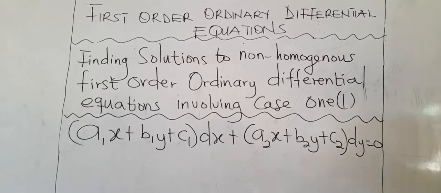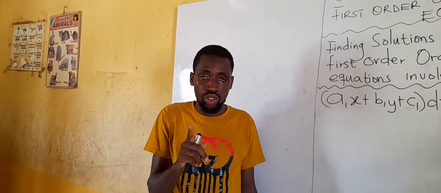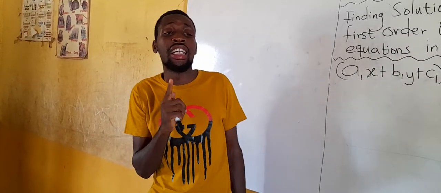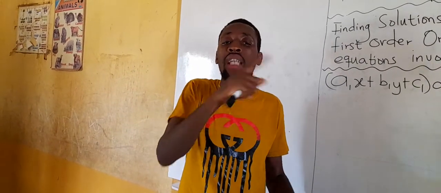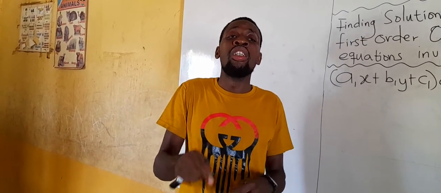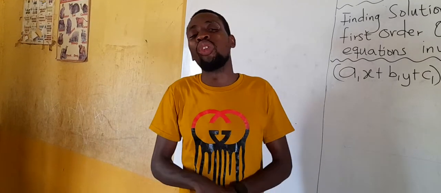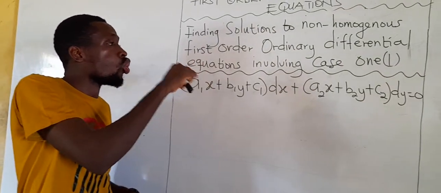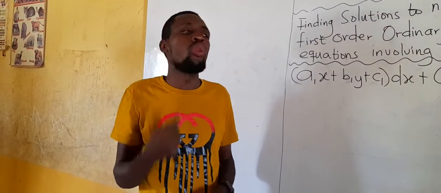So after we are able to determine that a first order ordinary differential equation is non-homogeneous, and we are also able to determine that it is case 1, the next thing is that we need to make it homogeneous. When we make it homogeneous, then we'll make it separable. Remember, when we were solving non-homogeneous first order ordinary differential equations, we said that we have to make them separable before we can solve them. So we first make the non-homogeneous first order ordinary differential equation homogeneous. Then after that, we'll make it separable. Now, how do we make it homogeneous?